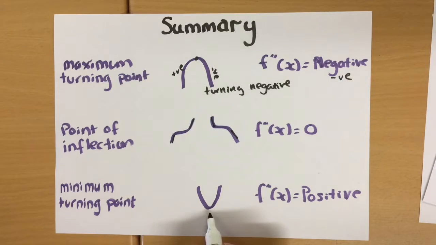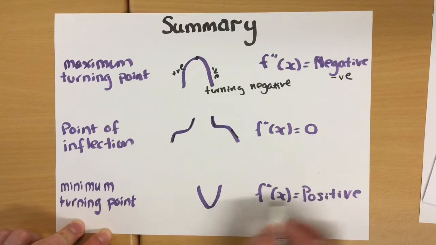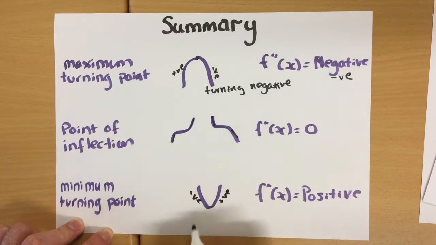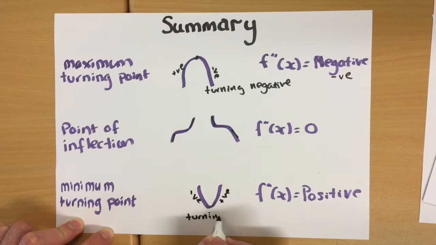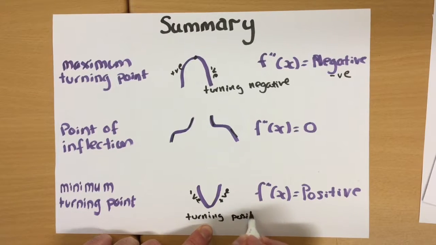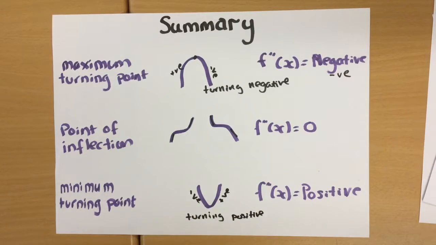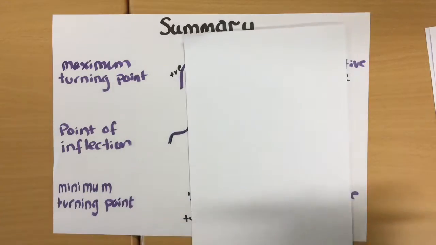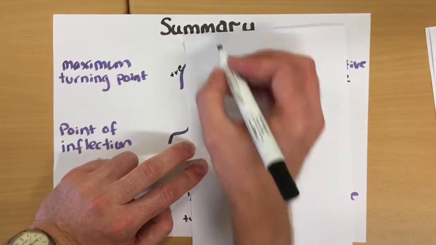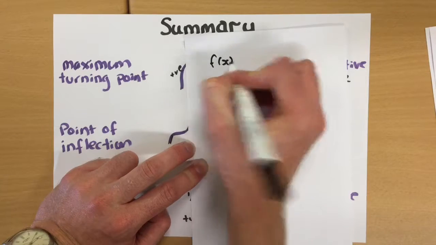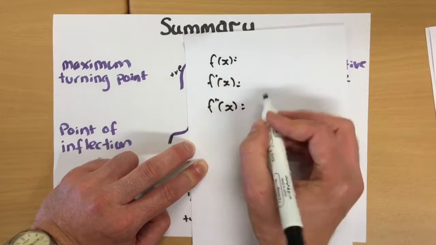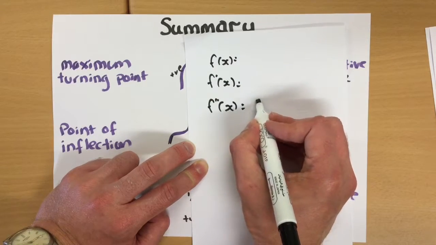If it is a positive second derivative, it means it's turning from negative into positive, and because it's turning positive, it is a minimum turning point. That is basically it. I should probably just add in, sometimes you might get an equation and find out that the second derivative could just be 6, for example.